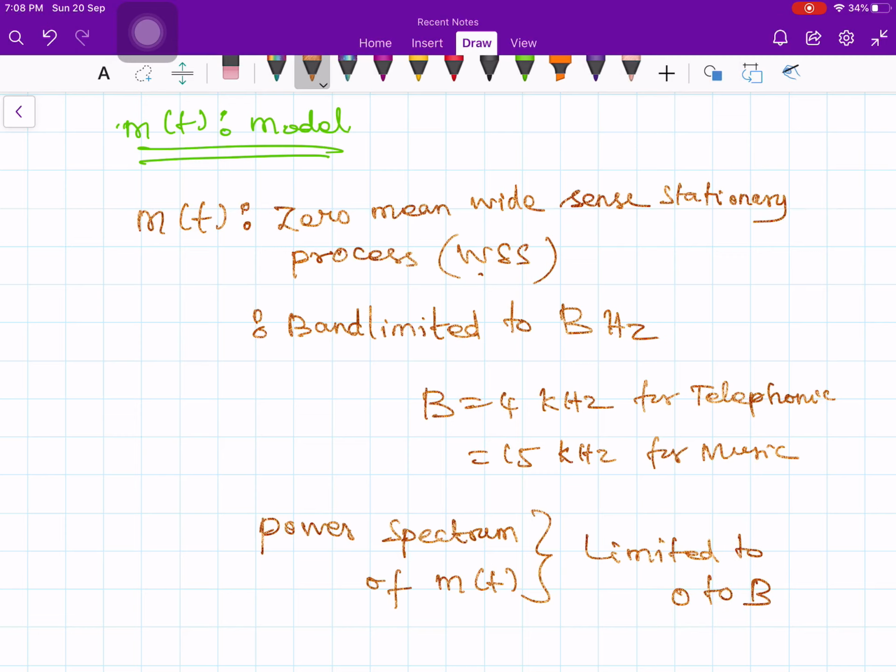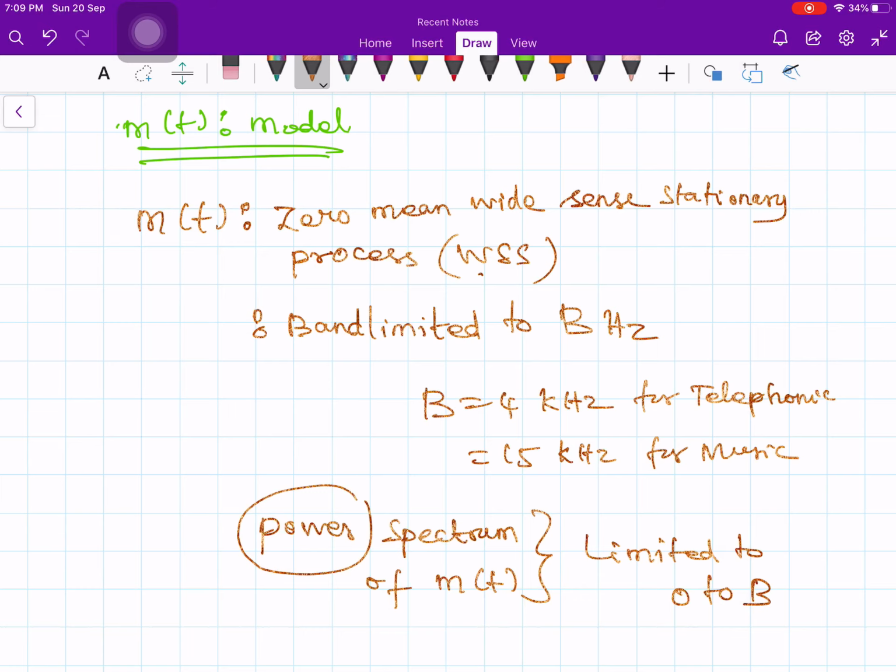Here I am talking about power spectrum. We are not talking in terms of spectrum of the signal. Instead of that, we are talking in terms of the power spectrum. A random signal and a random process is always talked about in terms of power spectrum. In case of deterministic signal, we talk in terms of spectrum.